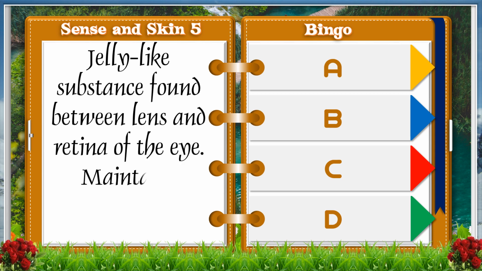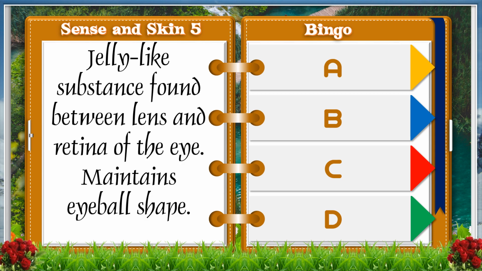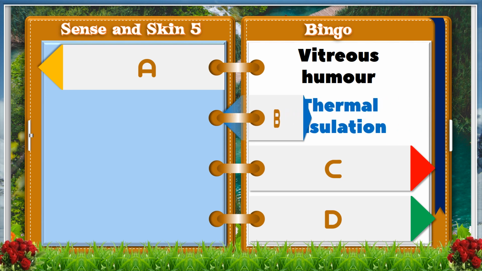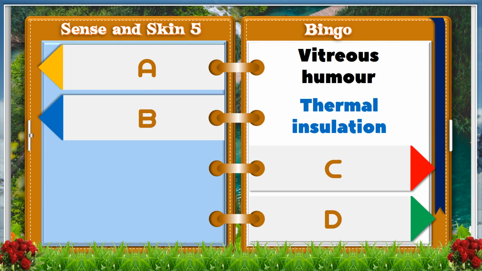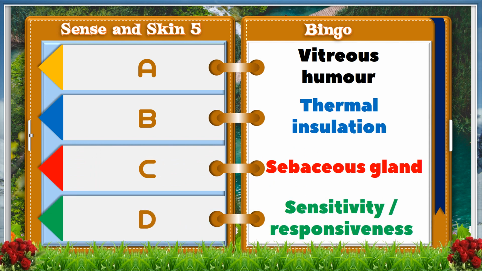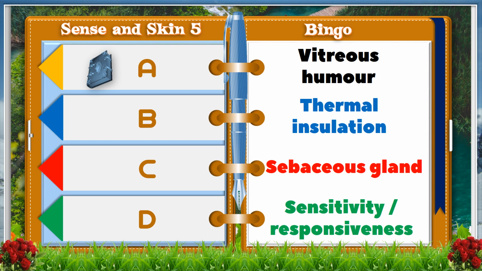Jelly-like substance found between lens and retina of the eye, maintains eyeball shape. A. Vitreous humor. B. Thermal insulation. C. Sebaceous gland. D. Sensitivity. And the answer is A. Vitreous humor.